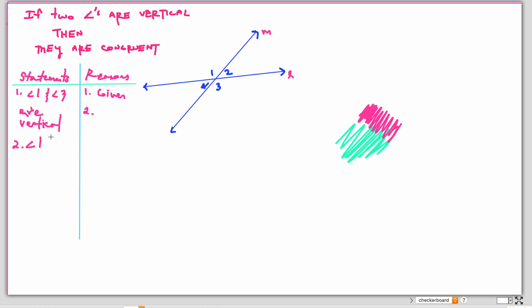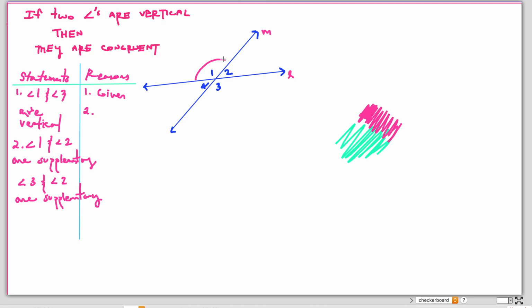Angle 1 and angle 2 are supplementary. But also it's the case that 3 and 2 are supplementary. So angle 3 and angle 2 are supplementary. And it's for the same reason, because 1 and 2 form the straight line L, right?